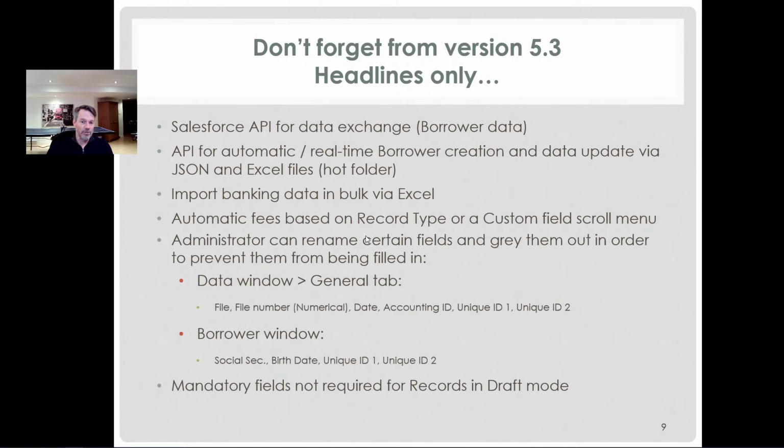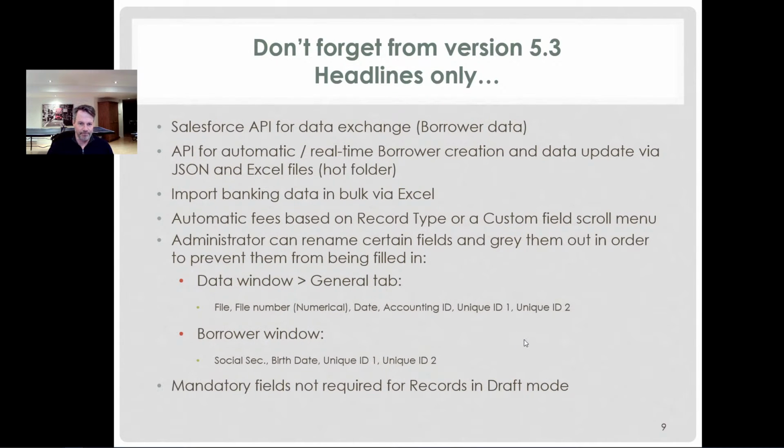Automatic fees. You can have automatic fees by record type. So let's say one record type has fees of $10 or £10 or 10 euros or 100 Rand. You'd be able to say some records or some loans are 10 and others are 25. Or you can create a custom field. These are $10 for NSFs and 25 for NSFs in this other case.